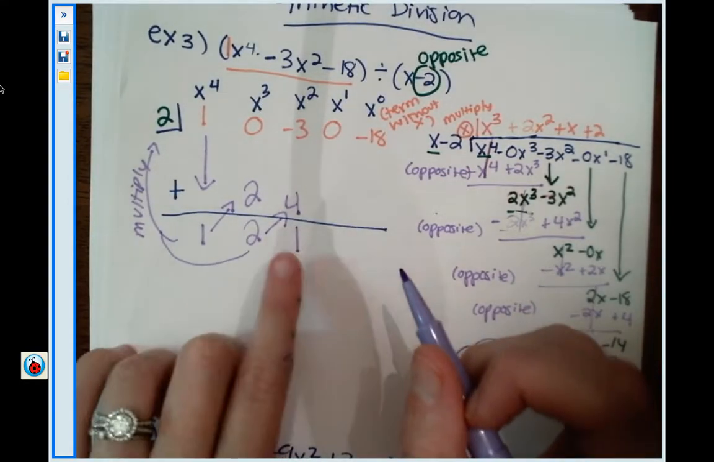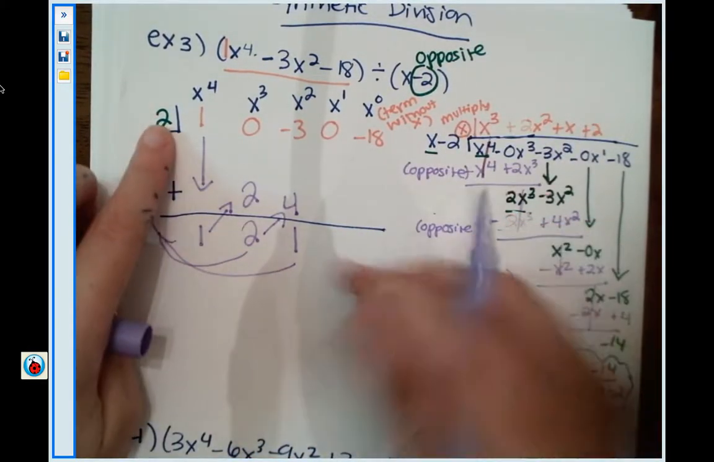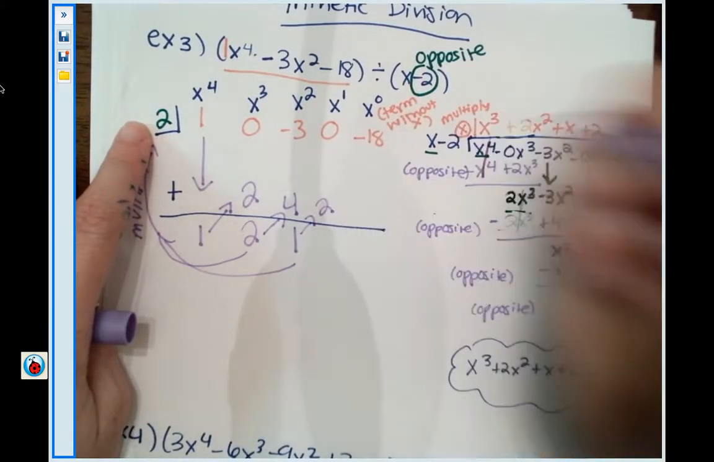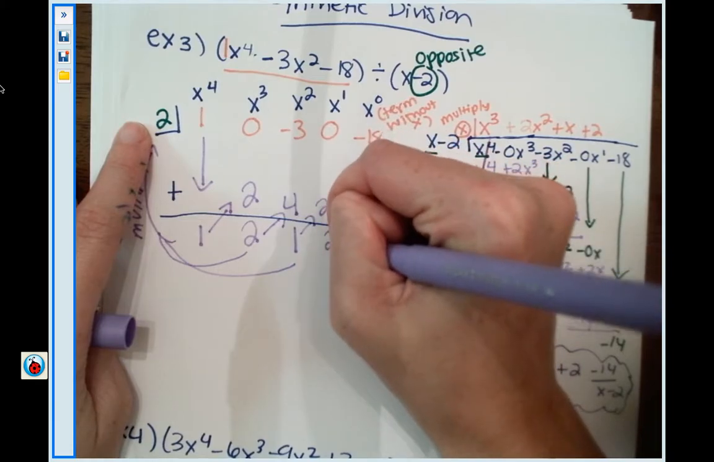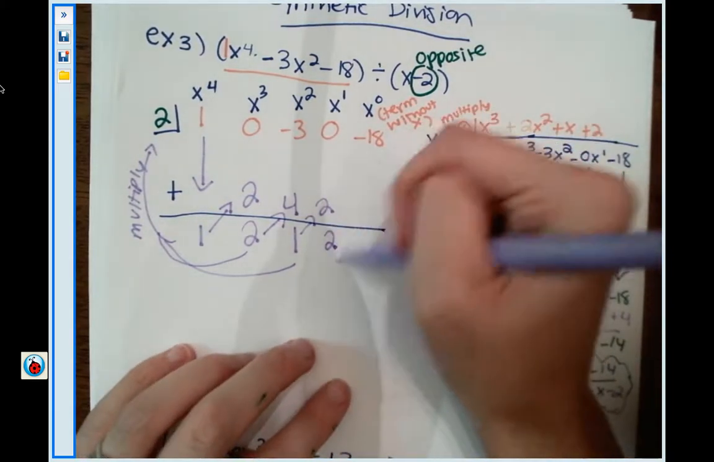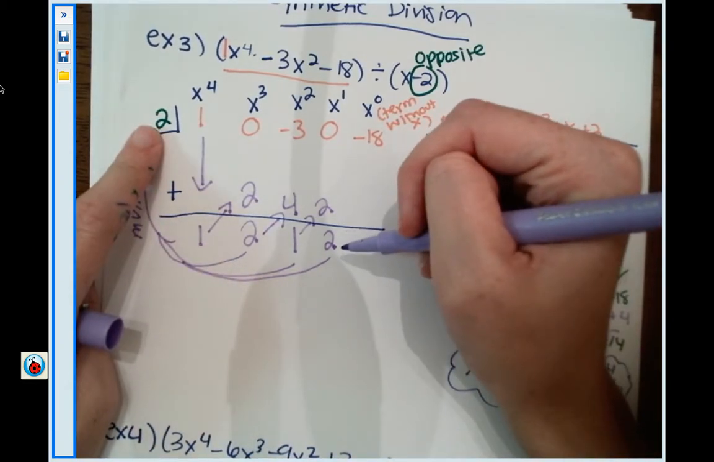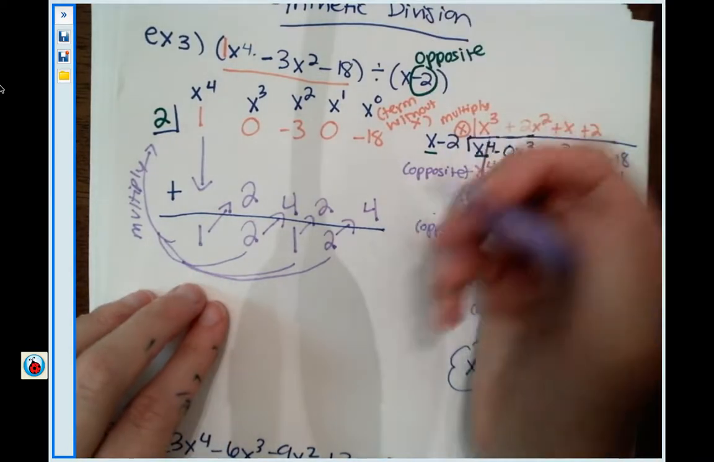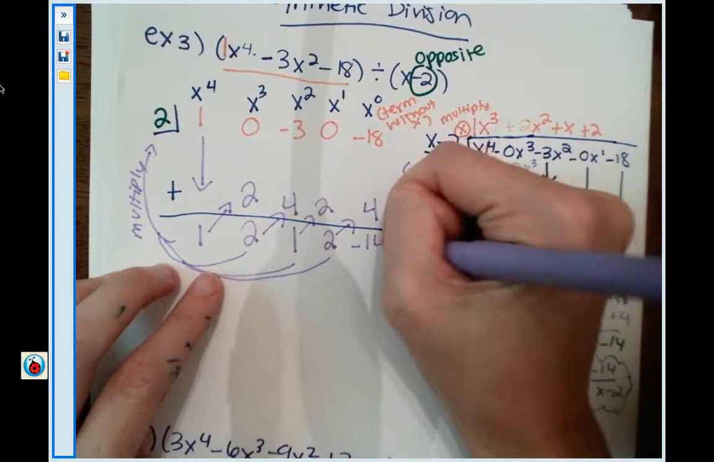Guess what, you guys? We multiply this by the boxy. So 1 times 2 gives me a 2. So I'm going to write that above the bar. I'm going to add down. 0 plus 2 gives me a 2. Guess what, you guys? I'm going to multiply this number by my boxy. So 2 times 2 is a 4. I'm going to slide it on over. And then I'm going to add down. So negative 18 plus 4 is negative 14.